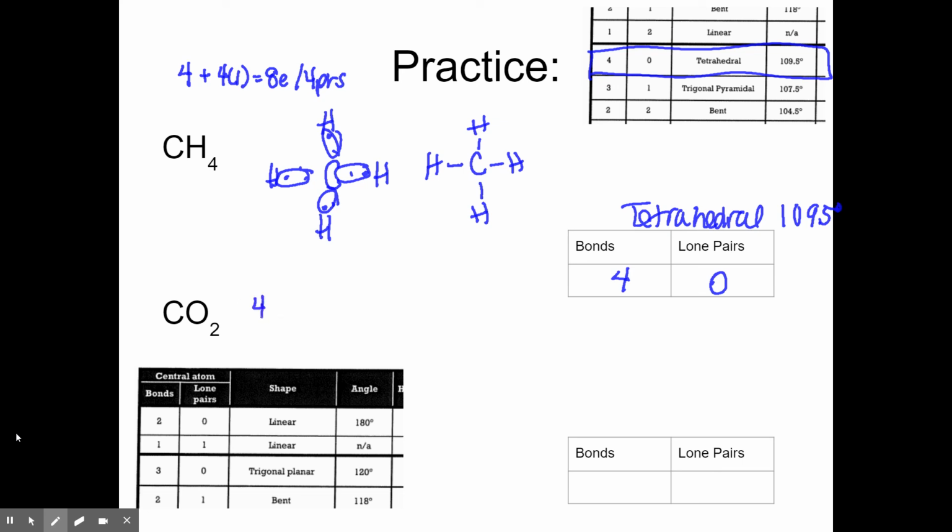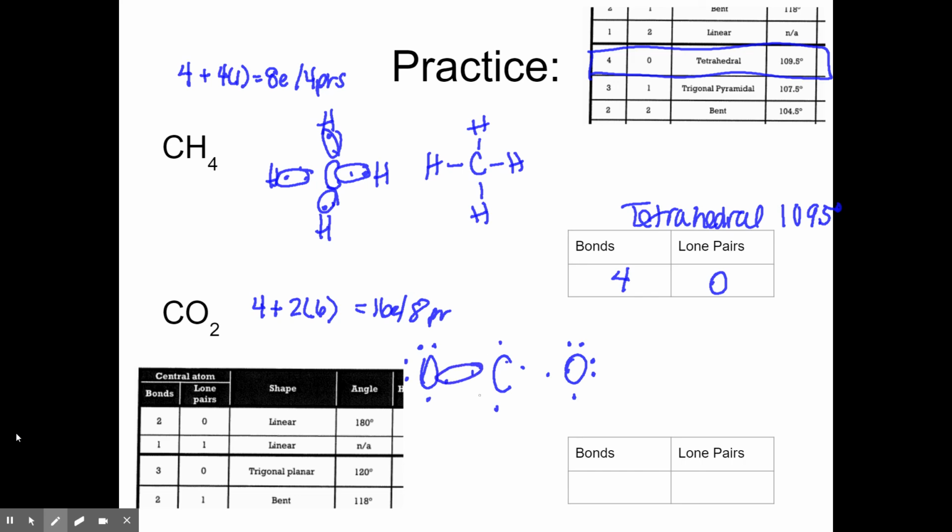C has 4 electrons, plus I have 2 oxygens, and oxygen has 6. So 16 electrons, or 8 pairs. Odd man in the center, so carbon still goes in the center. I'm going to draw 4 electrons. I'm going to draw my oxygens on either side. Each oxygen has 6 valence electrons. I'm going to start matching them up.